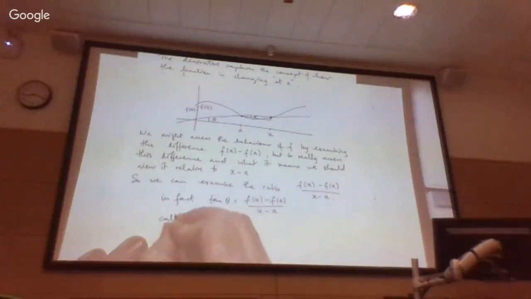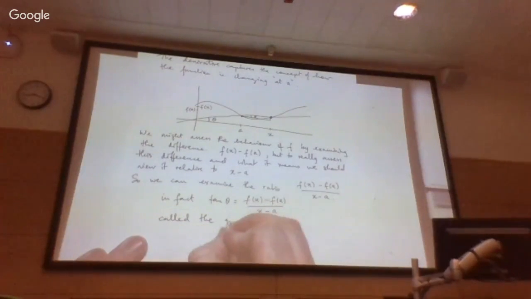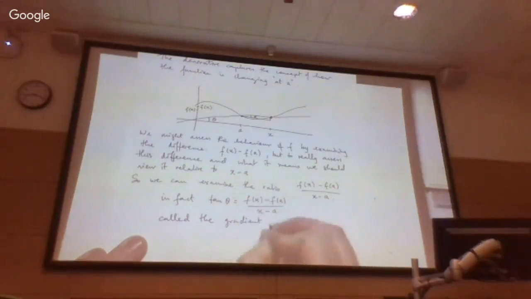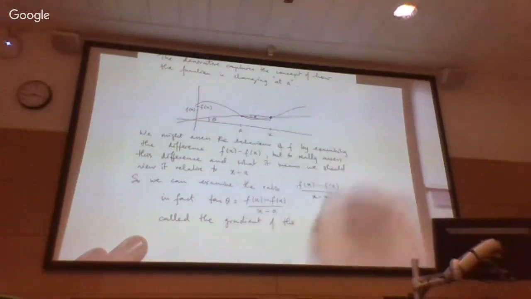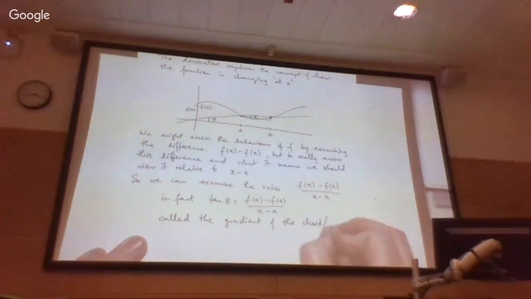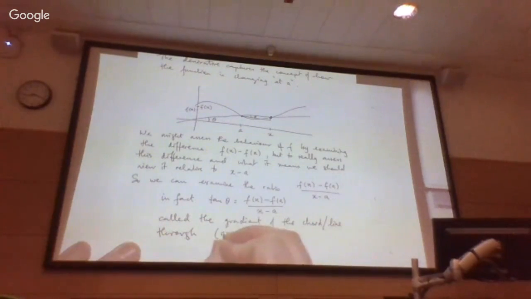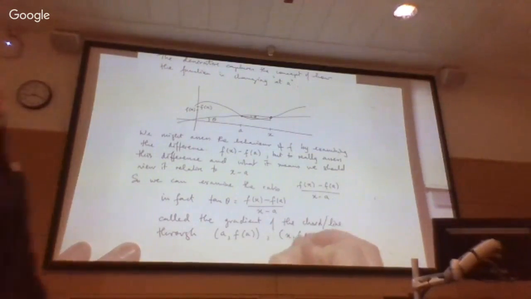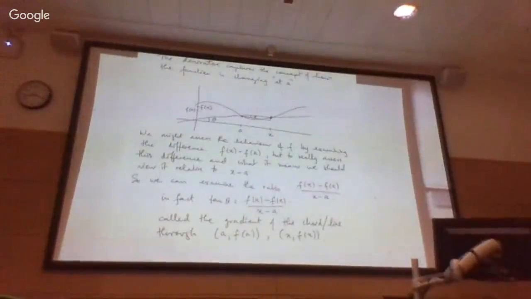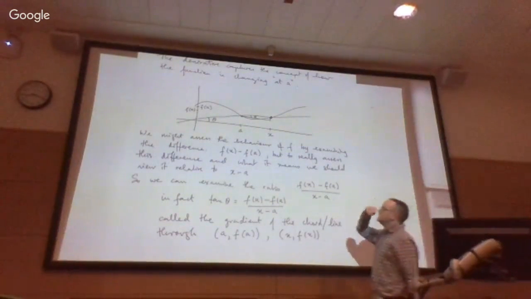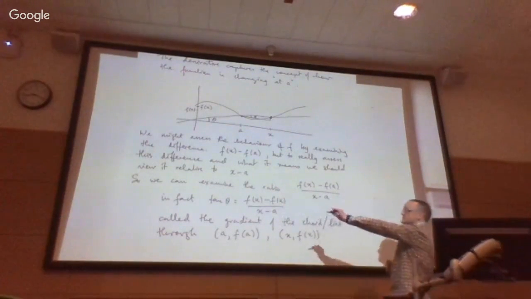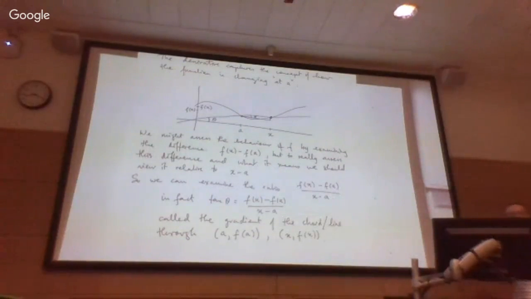This is called the gradient of the chord, or line, through these two points. One point is a, f of a, and the other point is x, f of x. So you've got your straight line. If the straight line is very shallow, the function isn't changing very much. If the straight line is very steep, the function is changing a lot.